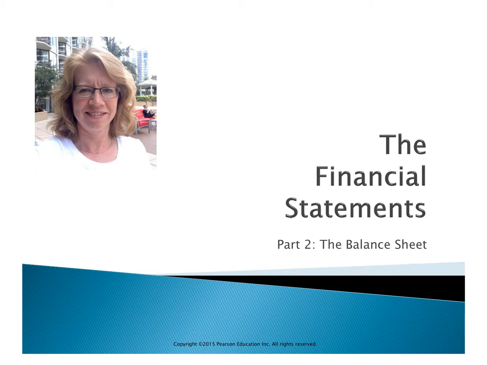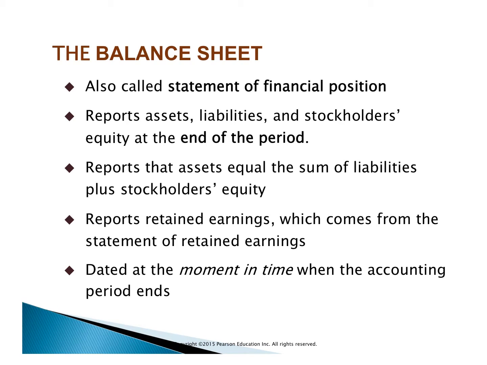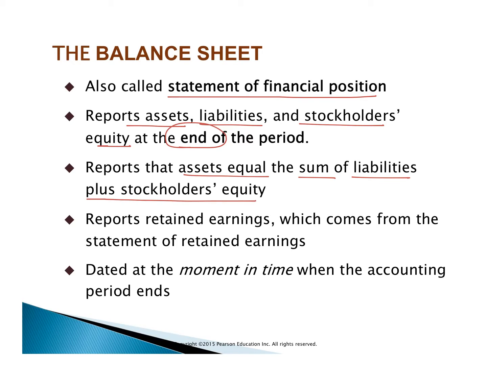Part 2 of the financial statements, the balance sheet. A company's balance sheet, also called the statement of financial position, reports assets, liabilities, and stockholders' equity as of the end of the period. The balance sheet reports that assets equal the sum of liabilities plus stockholders' equity. This balancing feature follows the accounting equation and gives the balance sheet its name. As part of equity, the balance sheet reports retained earnings, which comes from the statement of retained earnings.